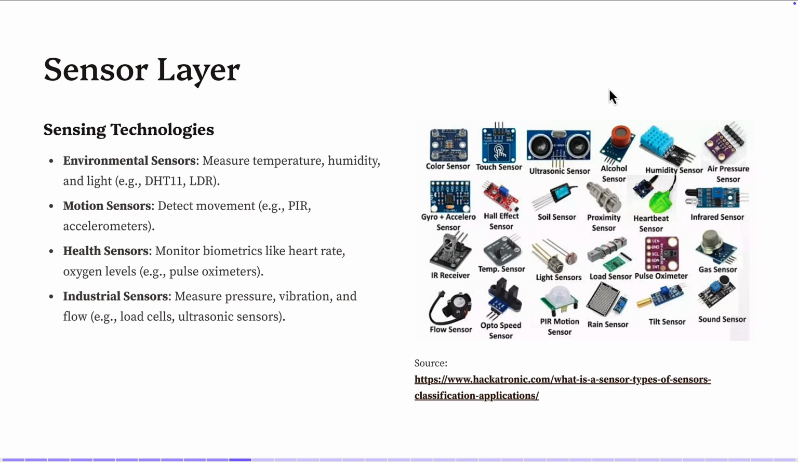We can have gas sensors, for example, for gas leak detection, sound sensors, tilt sensors. You can see different types of sensors, and they can be used in applications like motion, health, or industrial sensing.